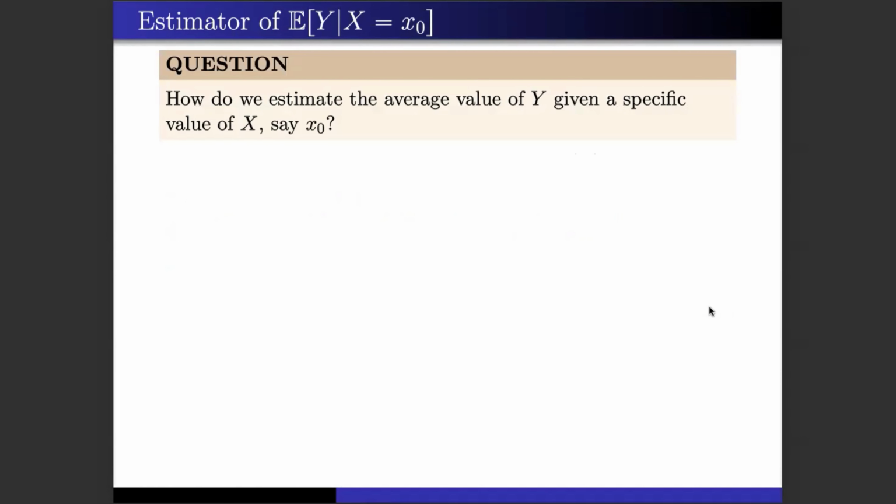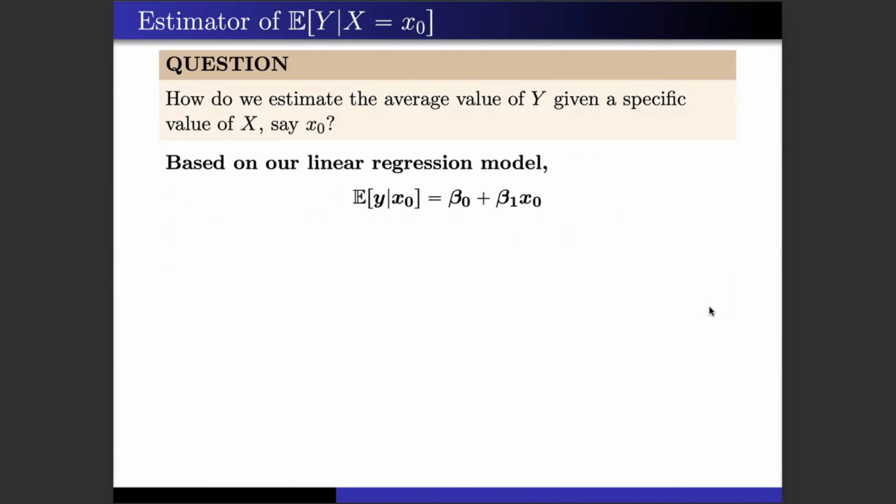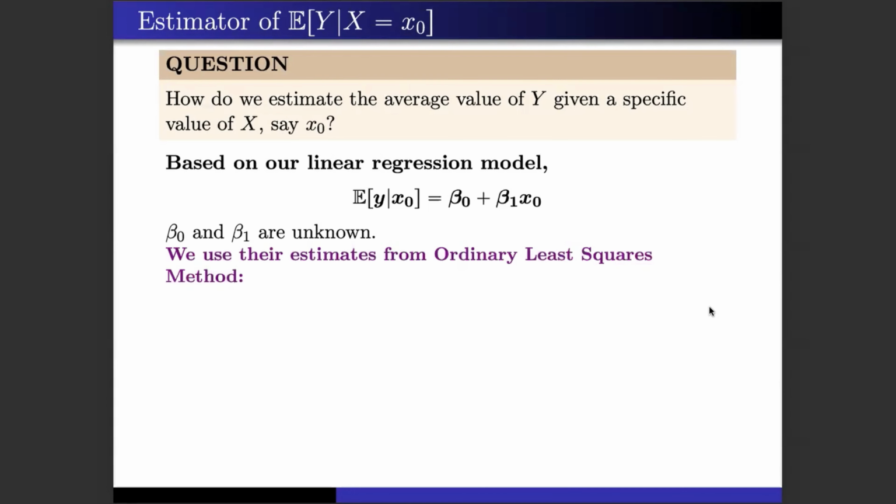Perfect. So now let's talk about how we estimate this average value of y when x is equal to some specific value, say x naught. According to our linear regression model, the expected value of y given x naught is equal to beta naught plus beta 1 x naught. But here's the issue. We don't actually know the true values of beta naught and beta 1. Those are the population parameters. So what we do instead is estimate them using our data through the ordinary least squares estimation method. And we get beta naught hat and beta 1 hat.